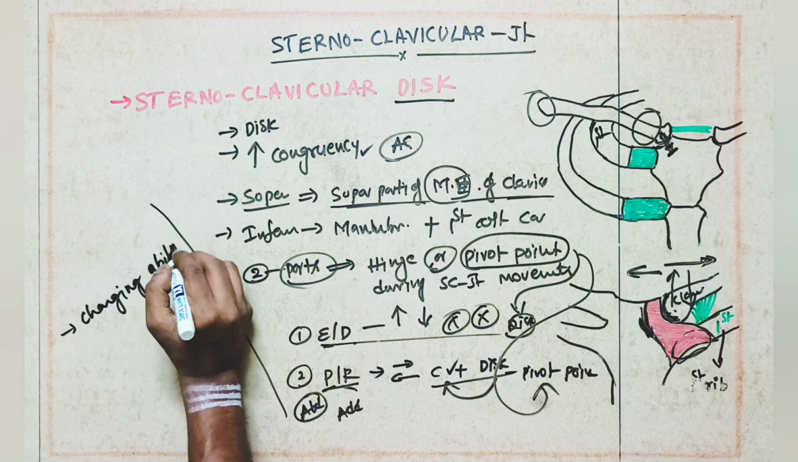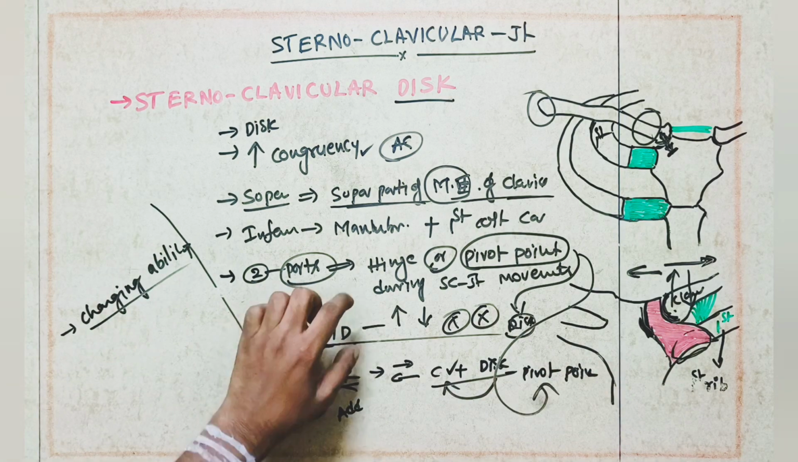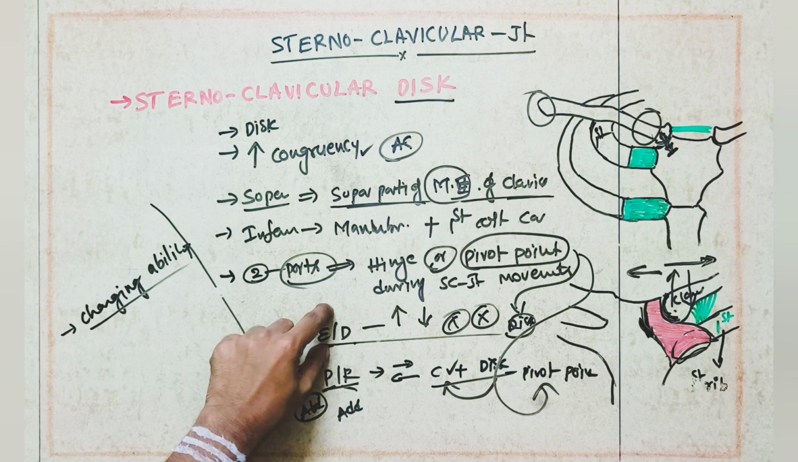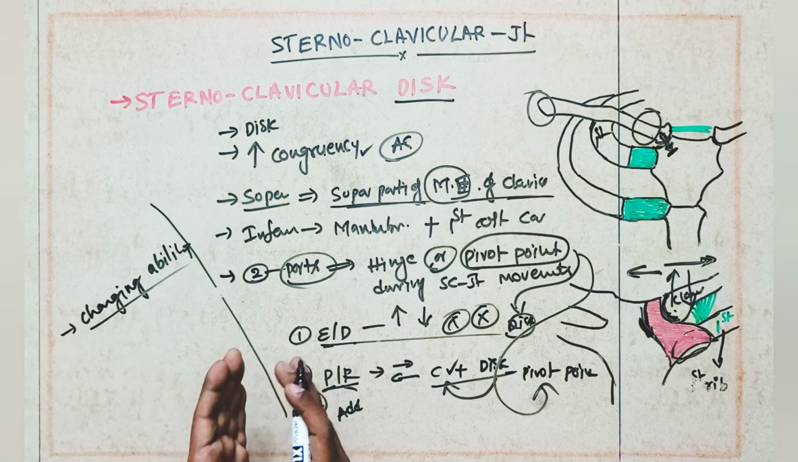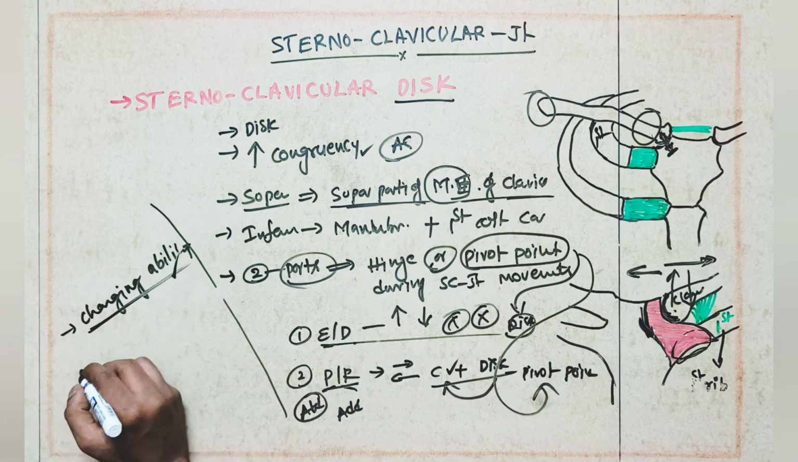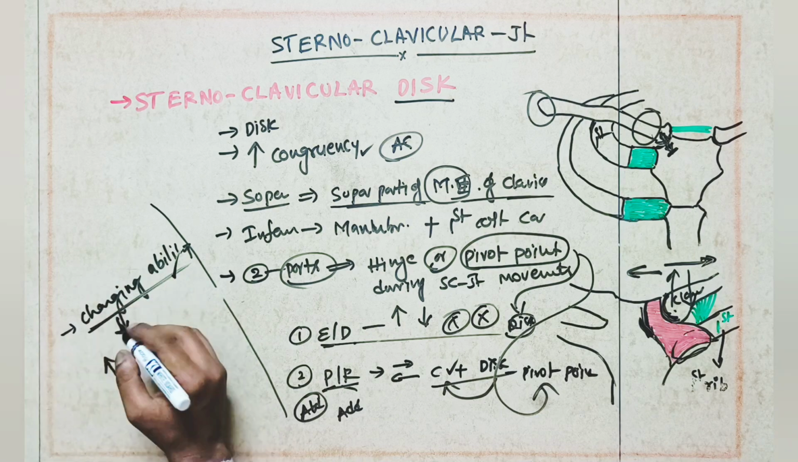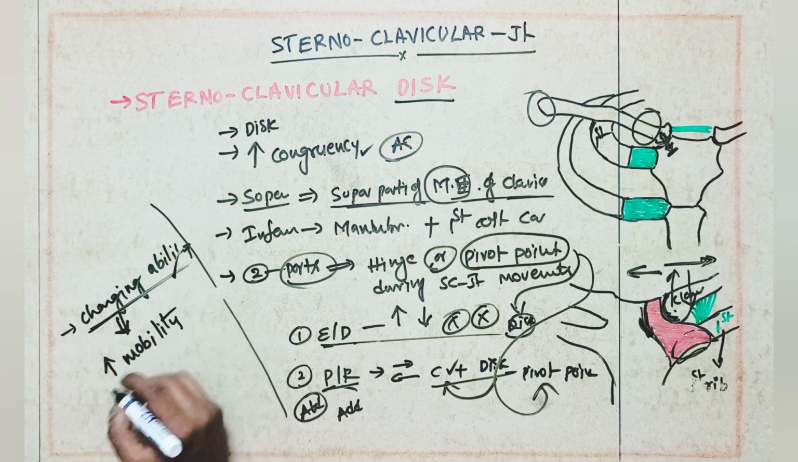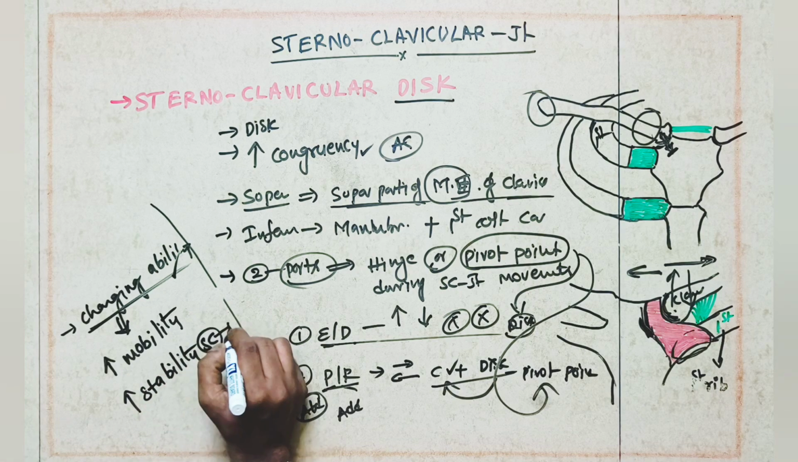What is this changing ability? When the patient is doing elevation, depression, the disc is not moving. When the patient is doing protraction, retraction, the disc is moving. That is the changing ability, the function shifts. If you do elevation, depression one time, the disc will not move; if you do protraction, retraction immediately after, the disc will move. The disc is shifting its work. What is the use of this? It increases the mobility of the sternoclavicular joint, and at the same time increases its stability.